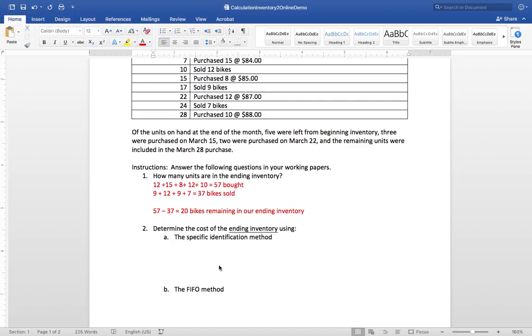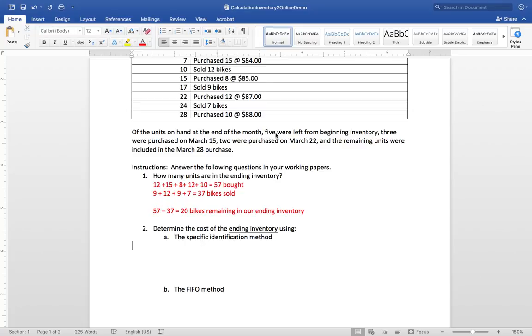The first method we're going to talk about is the specific identification method. Now this one is usually used for items that are bigger and larger in price, but we're going to go ahead and show you with our bikes how we use it. So of the 20 remaining on our shelves or in our store, we have to determine when we bought those bikes. So we look at the barcode, the UPC code, and see when we bought this bike. It will always be listed in your instructions.